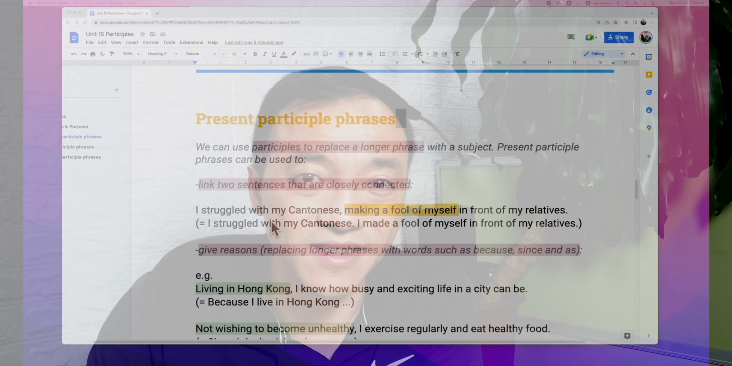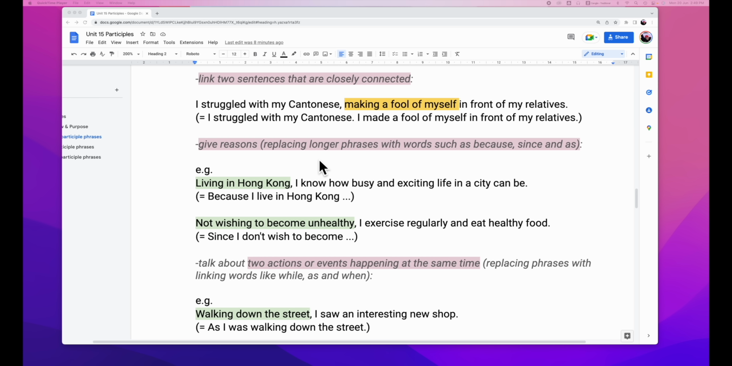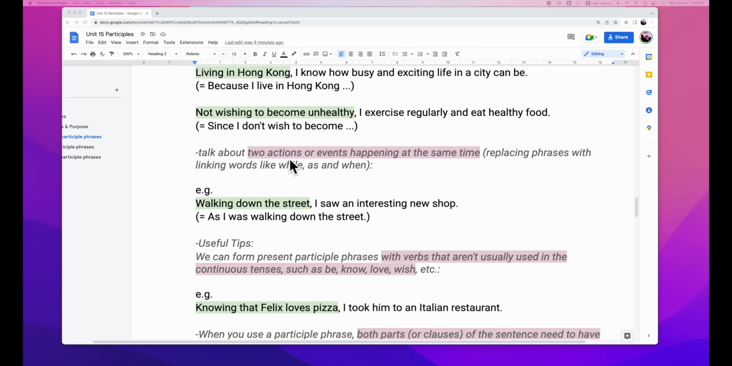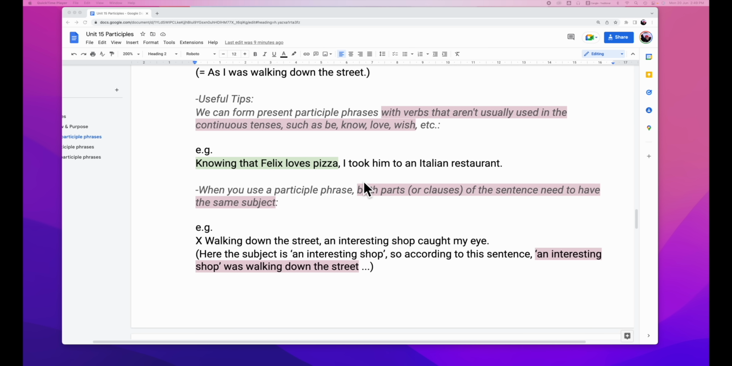This is the second part of the participle phrases. We are going to talk about present participles. Let's take a look at what areas we should cover. The first area: link between two sentences that are closely connected. Number 2: giving reasons, especially replacing longer phrases with words such as because, since, or as. And number 3: talk about two actions or events happening at the same time. And some useful tips, as well as using participle phrases, that is something we have to care about.